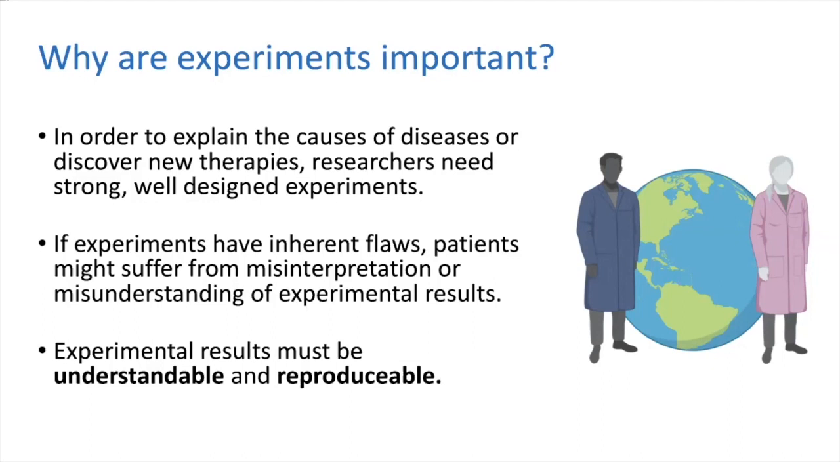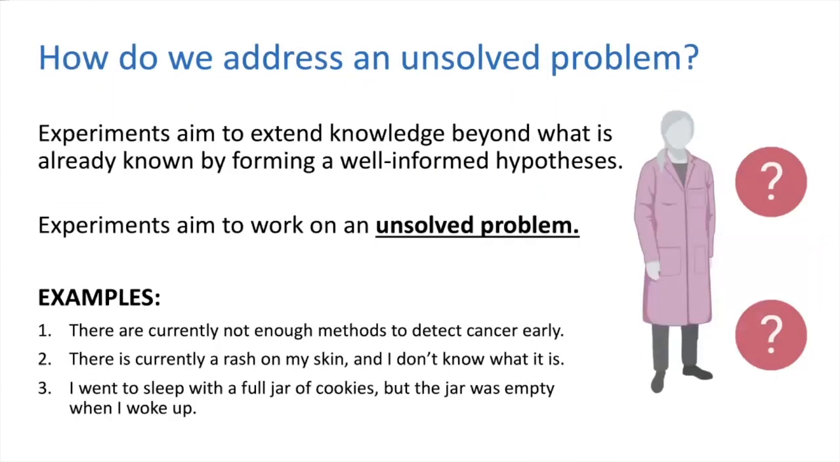Experimental results must be understandable, meaning clear, and reproducible, meaning that a scientist at one institution can perform an experiment, and a scientist at another institution, maybe somewhere across the world, can repeat the same experiment and get similar results. Experiments aim to extend knowledge beyond what is already known by forming a well informed hypothesis. Hypotheses will be covered on the next slide.